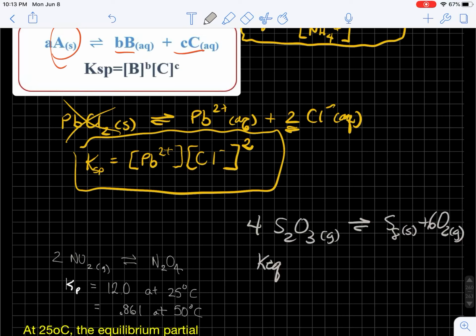Okay, I'm back. So again, KEQ is going to be products over reactants. Now we're going to ignore the S8 part of this because it's a pure solid. And we will do partial pressure of oxygen raised to the 6th power over the partial pressure of disulfur trioxide raised to the 4th, or you could have just put them in brackets without the partial pressure.